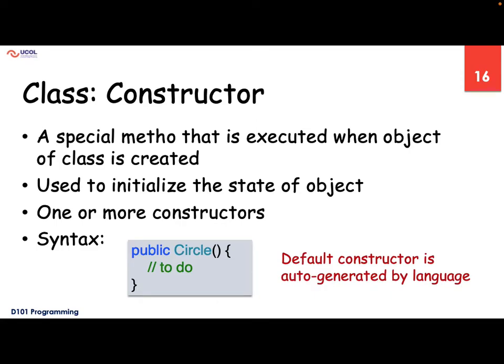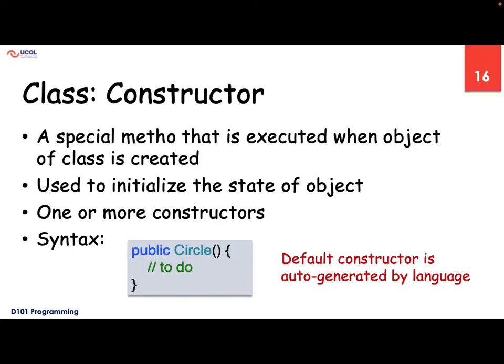Syntax is very simple. The name of the constructor will be exactly the same as the class name: Circle, Rectangle, Square. And it must be public, because if it is private, it cannot be accessed outside. So it must be public, then the class name, then parentheses, and then the braces. This is a default constructor which has been auto-generated by the system. You can also do something here. You can say, I want to have that constructor and I want to do something here. Yes, you can do that. You can change that behavior.